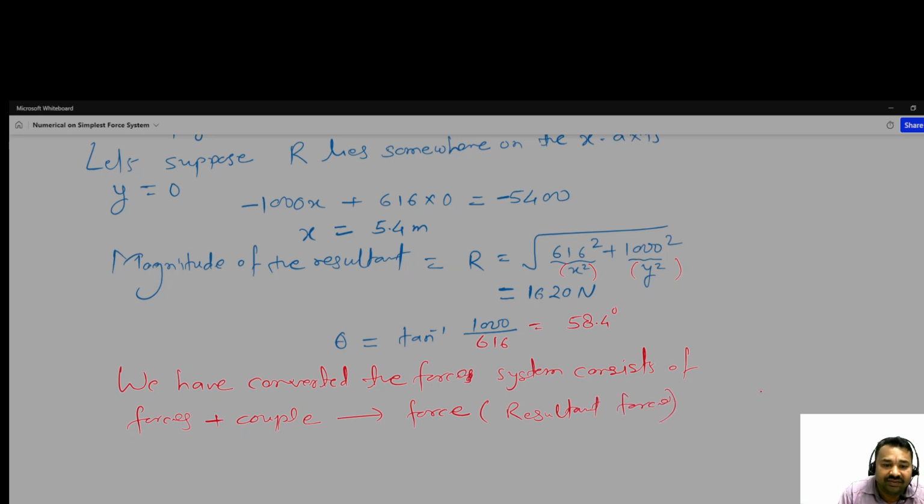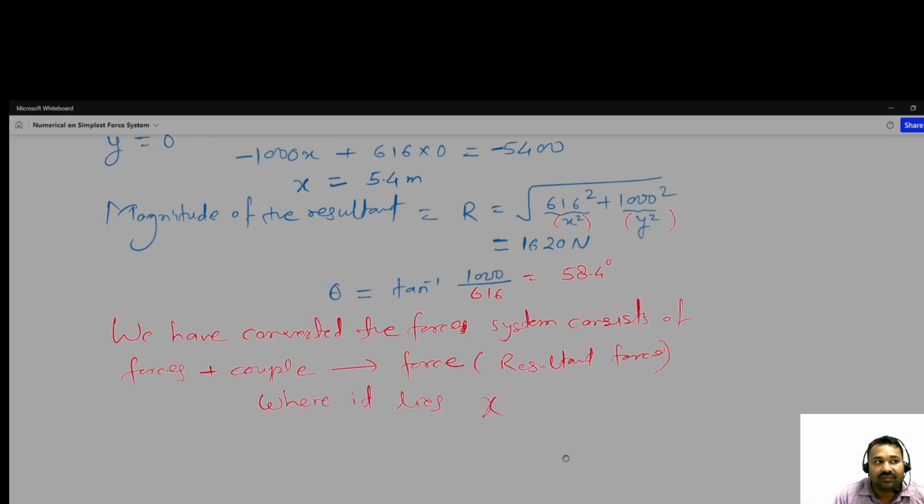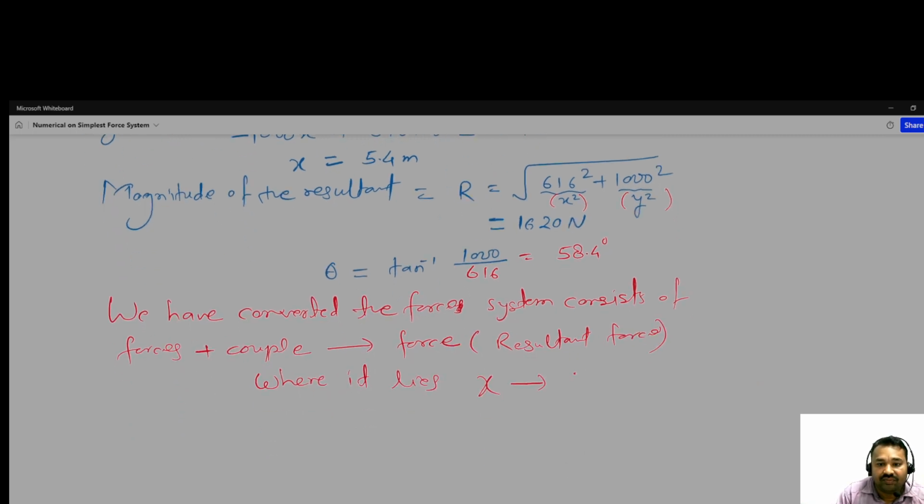Okay, and where it lies, it lies at x is equal to 5.4 meter. From where? From the point A, if you see in the figure. Okay, and what about theta? It is equal to 58.4 degree. So in this way we have solved it. Thank you.